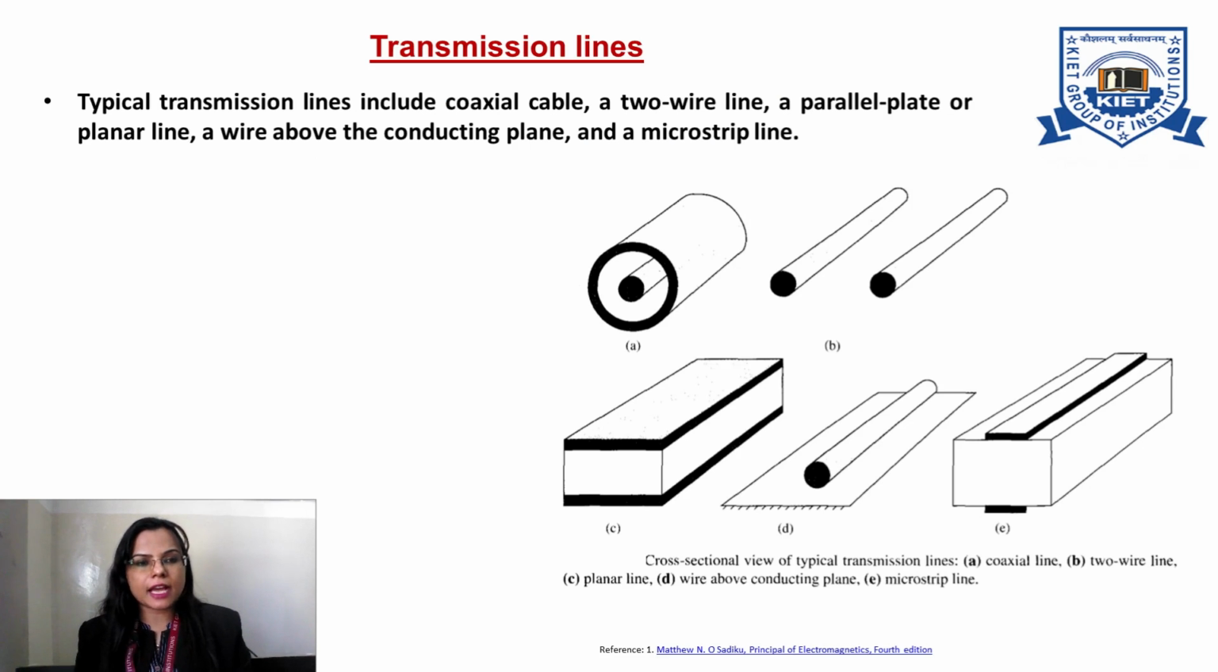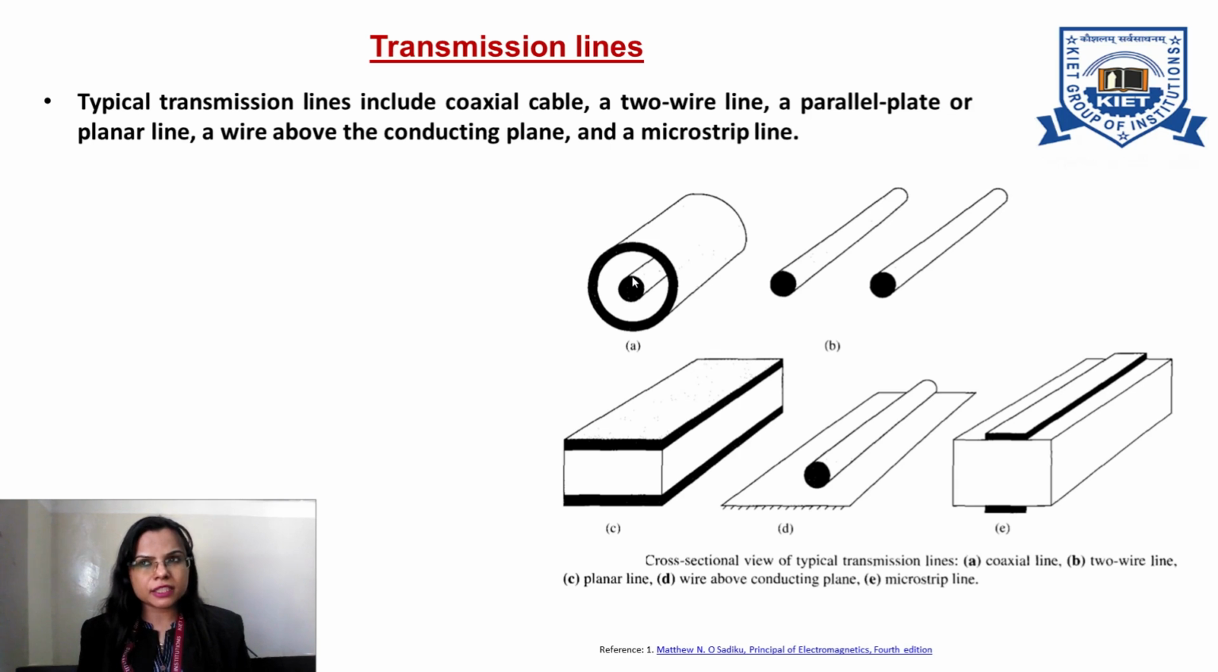So, these are the examples of typical transmission lines. Typical transmission lines include coaxial cable, two-wire lines, a parallel plate or planar line, a wire above the conducting plane and microstrip lines. So, you have already seen all these lines in your daily use also. We use coaxial cable in the television. You connect your dish TV antenna with your television set with the help of coaxial cable.